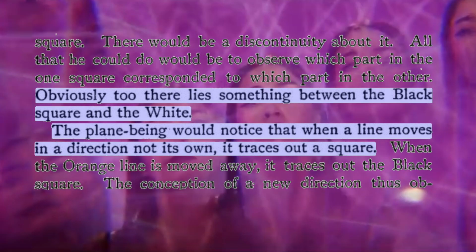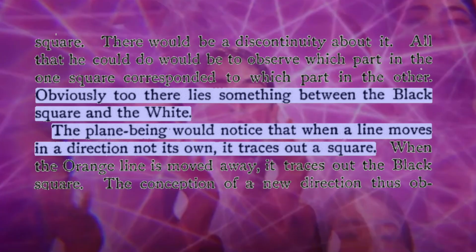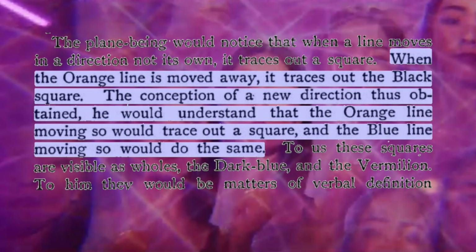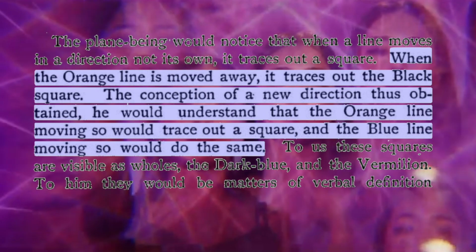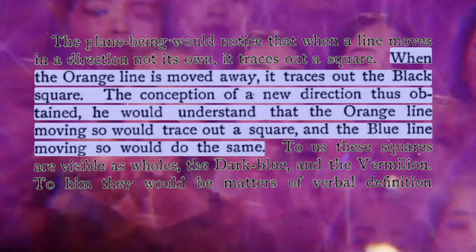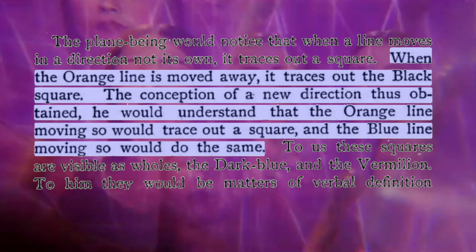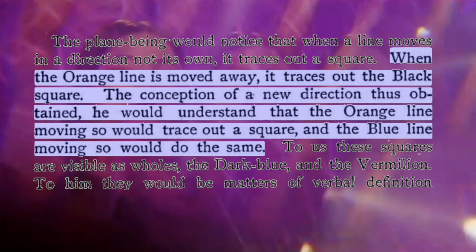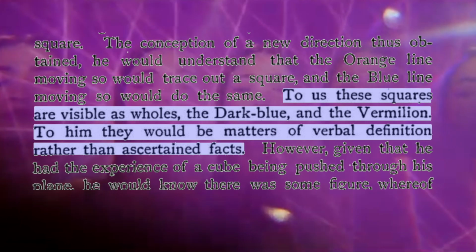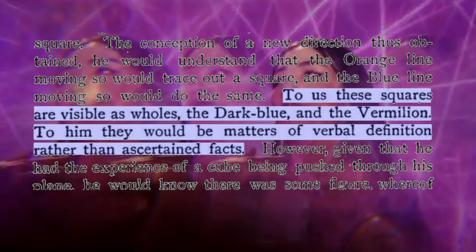The plane being would notice that when a line moves in a direction not its own, it traces out a square. When the orange line is moved away, it traces out the black square. The conception of a new direction thus obtained, he would understand that the orange line moving so would trace out a square, and the blue line moving so would do the same. To us these squares are visible as holes, the dark blue and the vermilion. To him they would be matters of verbal definition rather than ascertained facts.